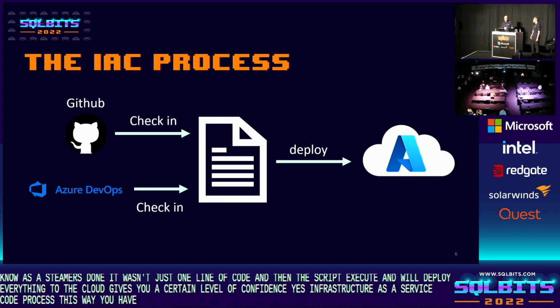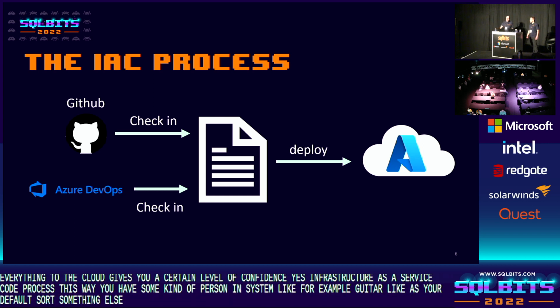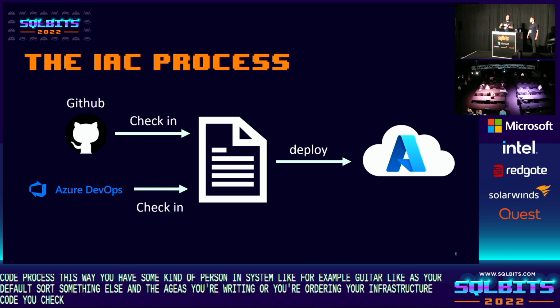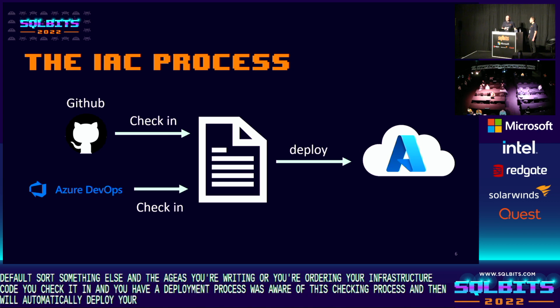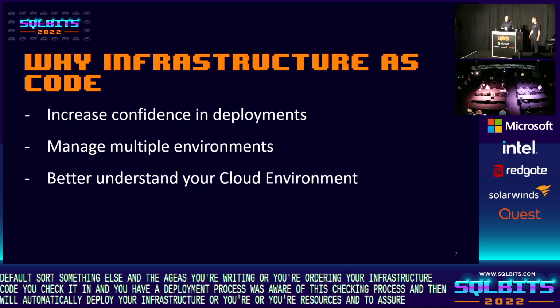You have some kind of versioning system, for example GitHub, Azure DevOps, or something else. The idea is you're writing or altering your infrastructure code. You check it in, and you have a deployment process that is aware of this check-in and will automatically deploy your infrastructure or your resources to Azure. So why should we use infrastructure as code?